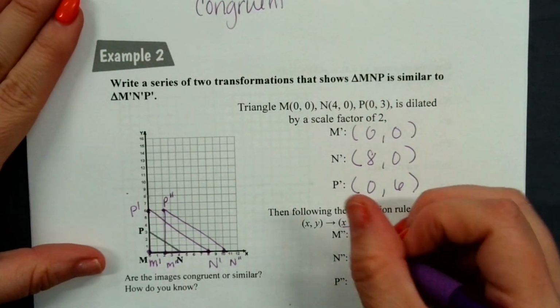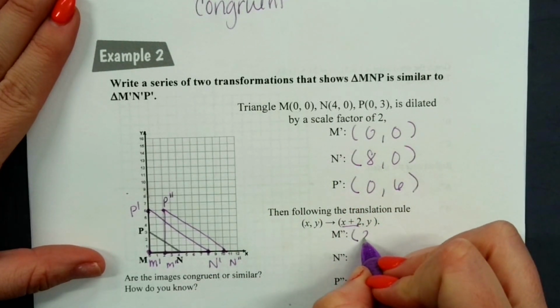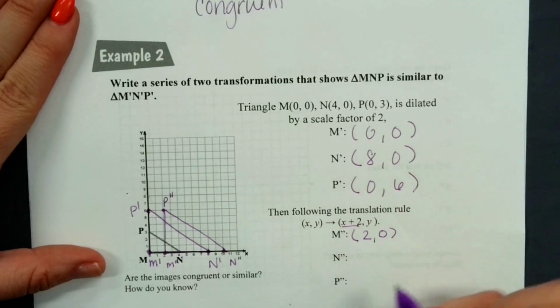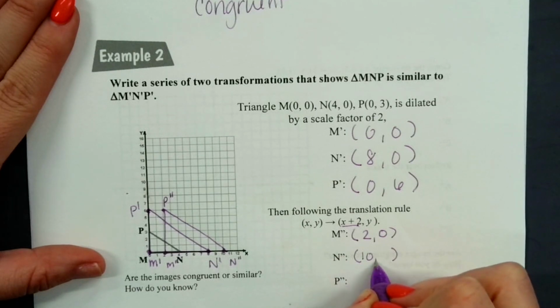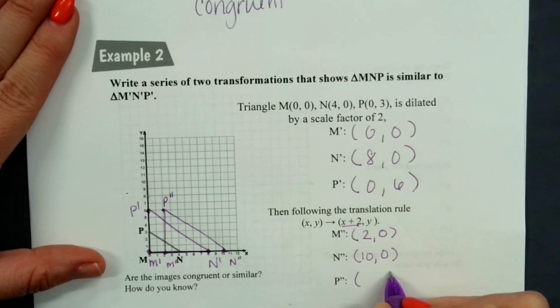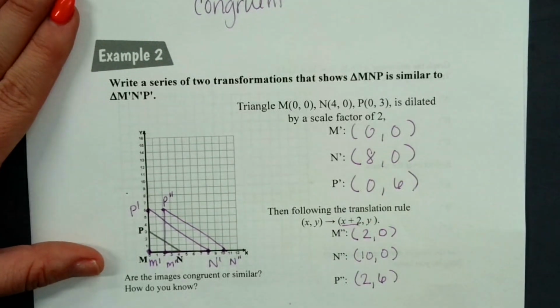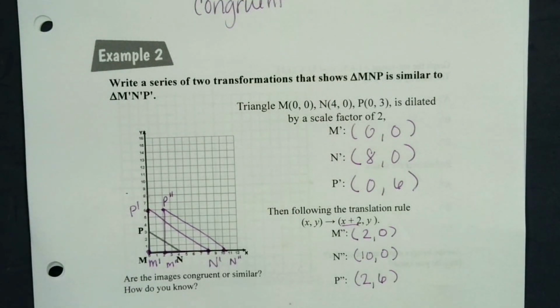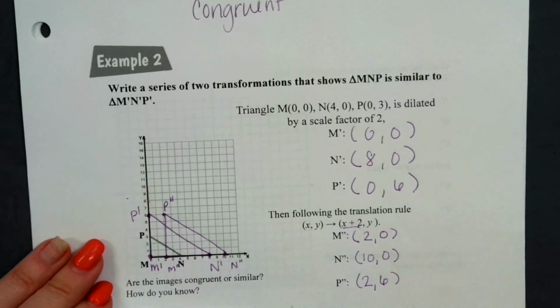And we're going to write our new coordinates. M double prime was over 2, up 0. N double prime was over 10, up 0. And P was over 2, up 6. So far, anything I've shown you today, is it new information? No. We're just applying 2 things to one shape rather than one.